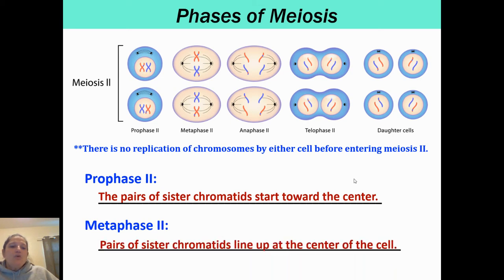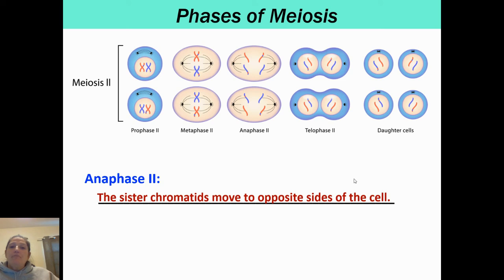In metaphase 2, the pairs of sister chromatids line up at the center of the cell. This is going to be a single file line, this time with the centromere at the center and the sister chromatids on either side of the equator. This looks a lot like mitosis metaphase, except we are now only dealing with half the number of chromosomes.